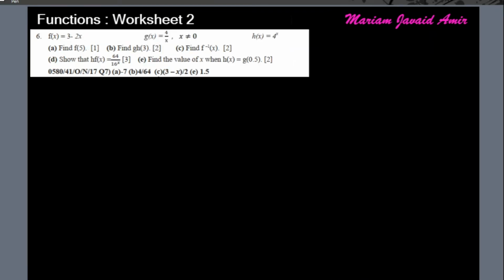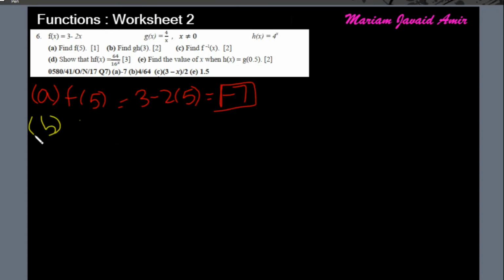Question 6. Part A, find f(5). So in the function f(x), replace x with 5. We get 3 - 10, which is -7. Part B, find g(h(3)). So we'll find h(3) first.